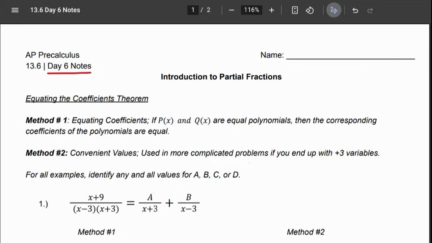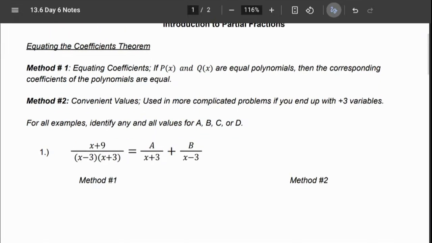All right, so this is the day 6 notes. We're going to be doing something called partial fractions to solve for missing variables in an equation. We're going to use two different methods. The first method is called the equating coefficients method, and the second method is called the convenient values method. So we're going to do this first example using both methods. First, we're going to start off with the equating coefficients method.